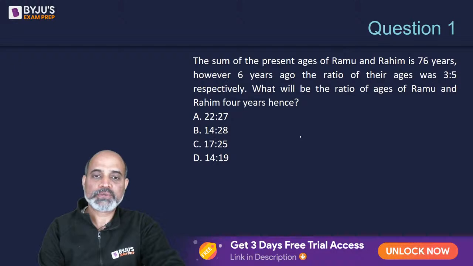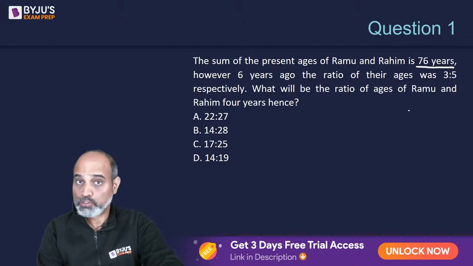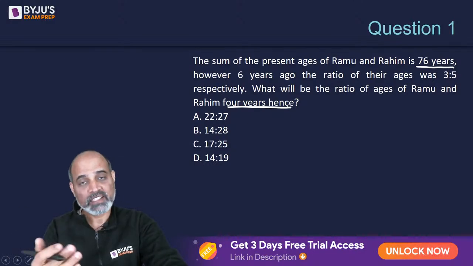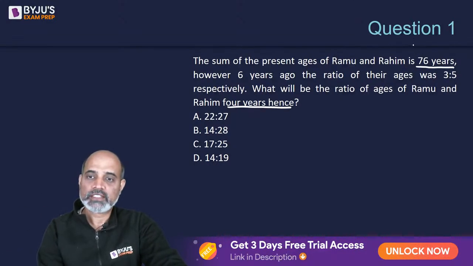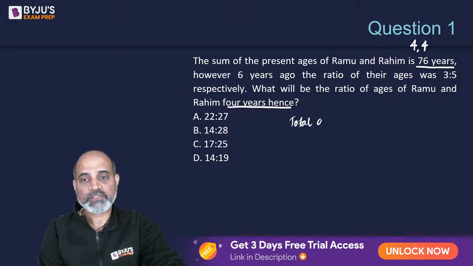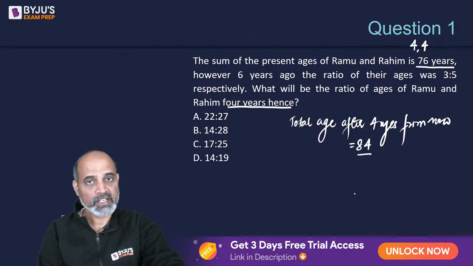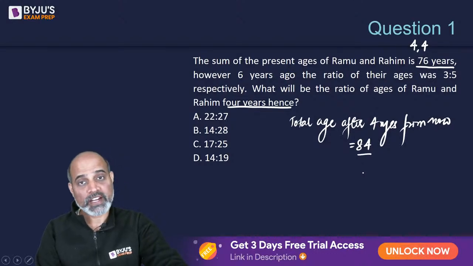So what we can do is, we know that the present sum is 76 years of two people, Ramu and Rahim. So 4 years hence, as in 4 years later, hence means after. So 4 years after, the age of Ramu will also increase by 4 and the age of Rahim will also increase by 4. That means the total age that they will have after 4 years from now will become 76 plus 4 plus 4, which is 84, right? Now this 84 is going to be divided into two parts where we will be talking about the ratio, right?